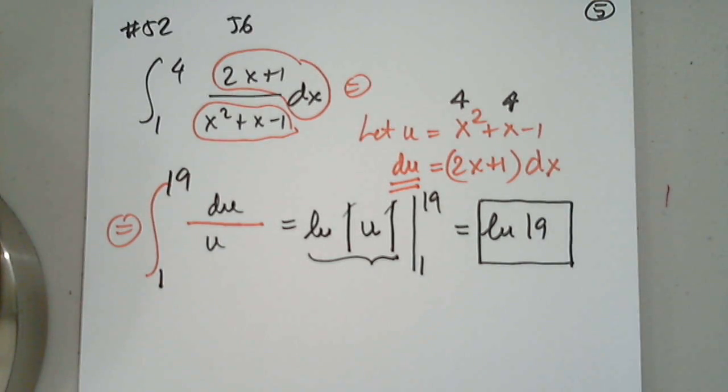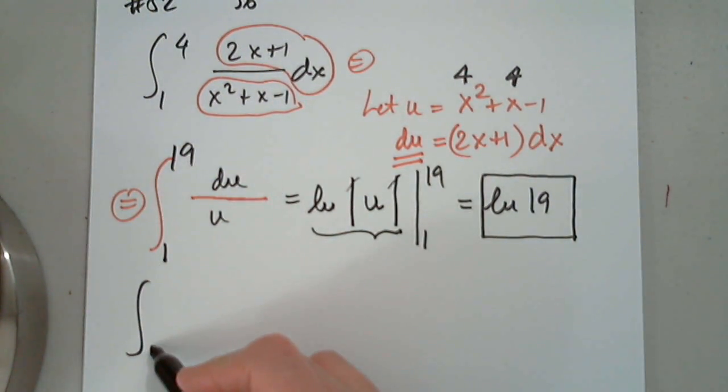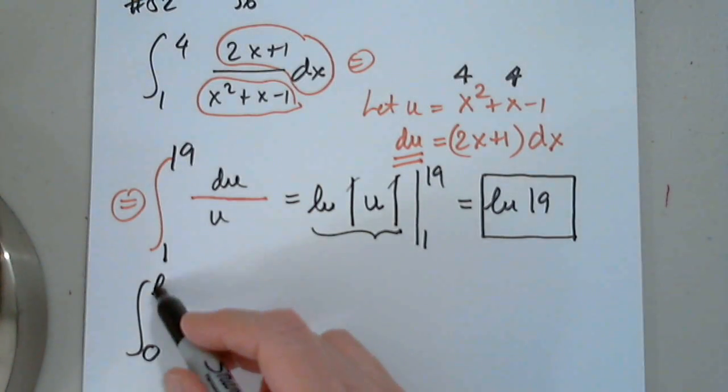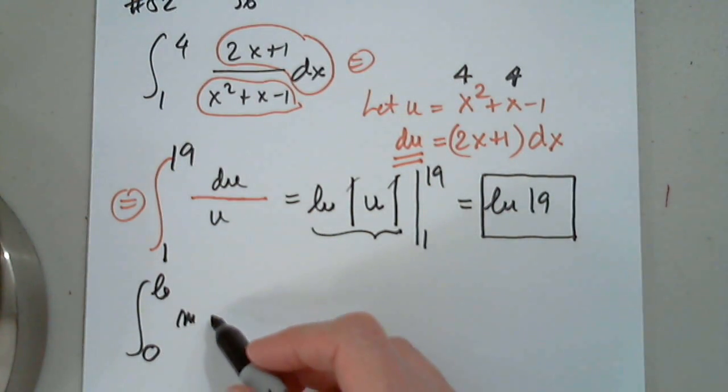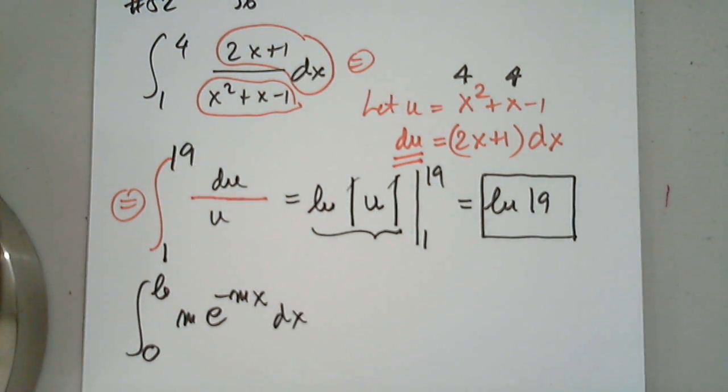Okay, so we want to look at 56 now. It was 56, correct? Yeah. The integral from 0 to b of m e to the negative mx dx. Perfect. Awesome. Good pick.